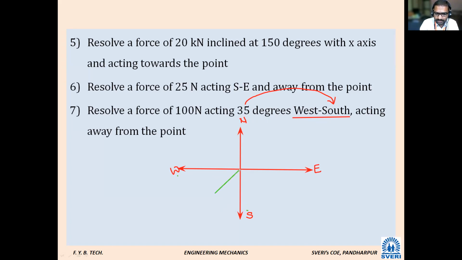So the force is in this direction. Okay, is it acting away from the point or towards the point? Acting away from the point. So away from the point means the arrow mark is away from the origin. Correct? Is the force clear to everyone? Yes, sir. How much is the force? It is 100 Newton.